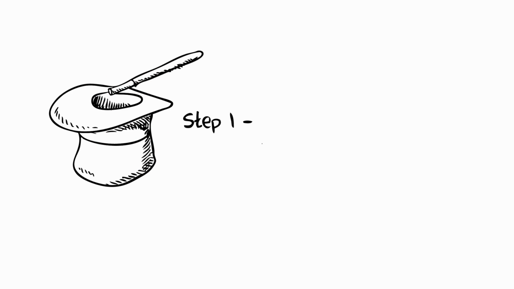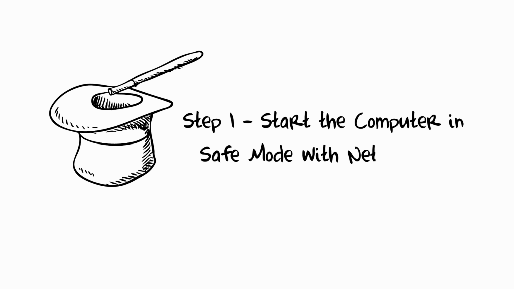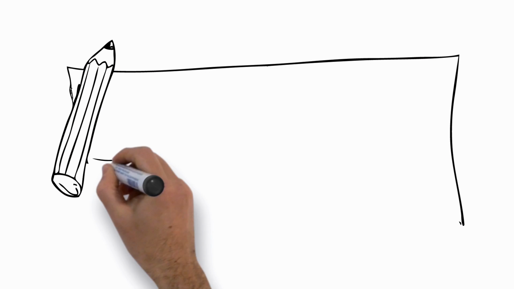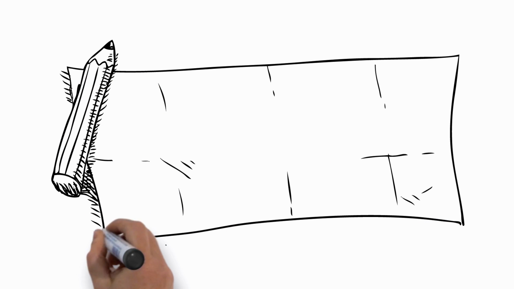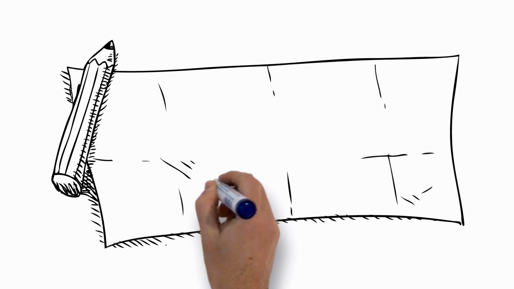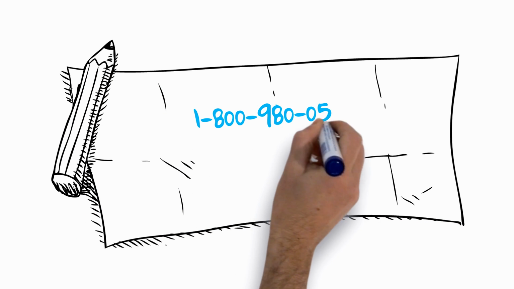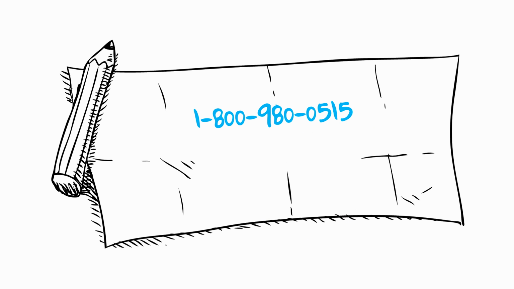Step 1. Start the computer in safe mode with networking. To boot the computer into safe mode with networking, follow these instructions. First, before you get started, we highly recommend grabbing a pen and a piece of paper and writing down this toll-free number in case you get stuck with any of the instructions below or want additional help.